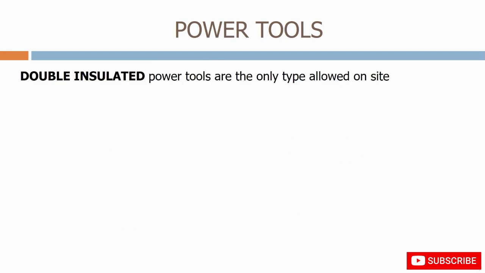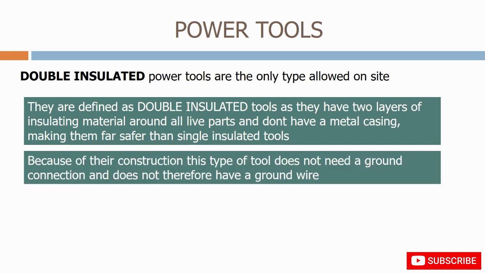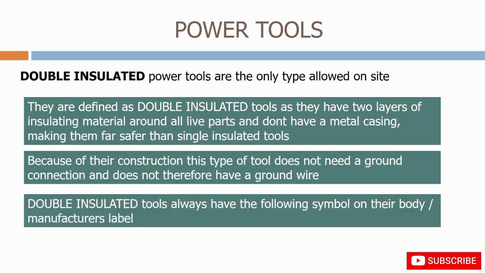Double insulated power tools are the only type allowed on site. They are defined as double insulated tools as they have 2 layers of insulating material around all live parts and don't have a metal casing, making them far safer than single insulated tools. Because of their construction, this type of tool does not need a ground connection and does not therefore have a ground wire. Double insulated tools always have the following symbol on their body or manufacturer's label.